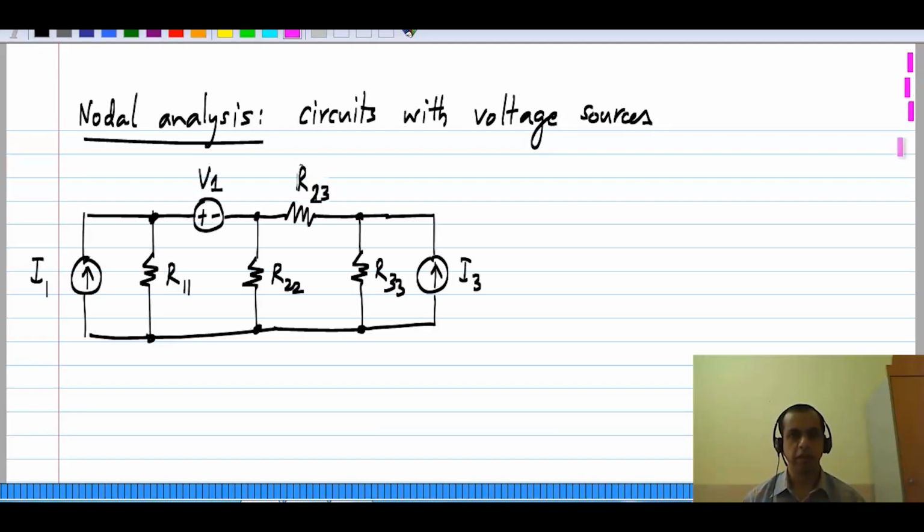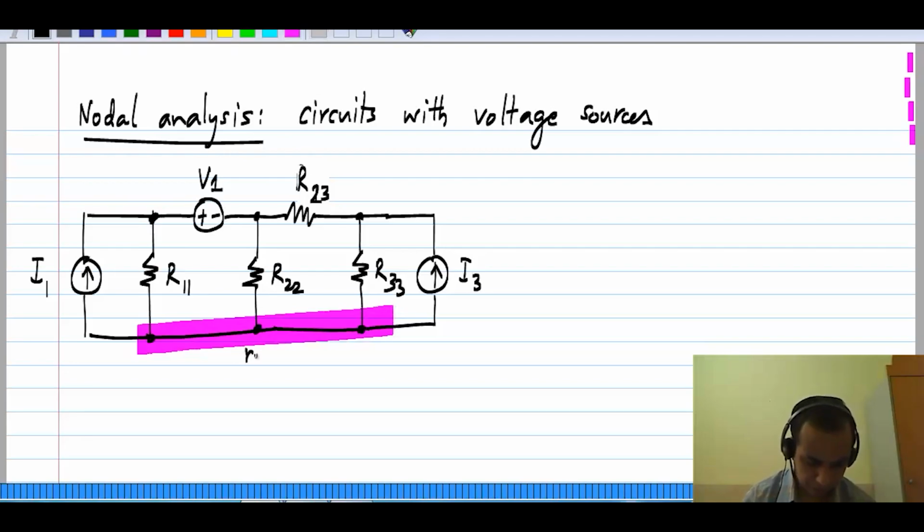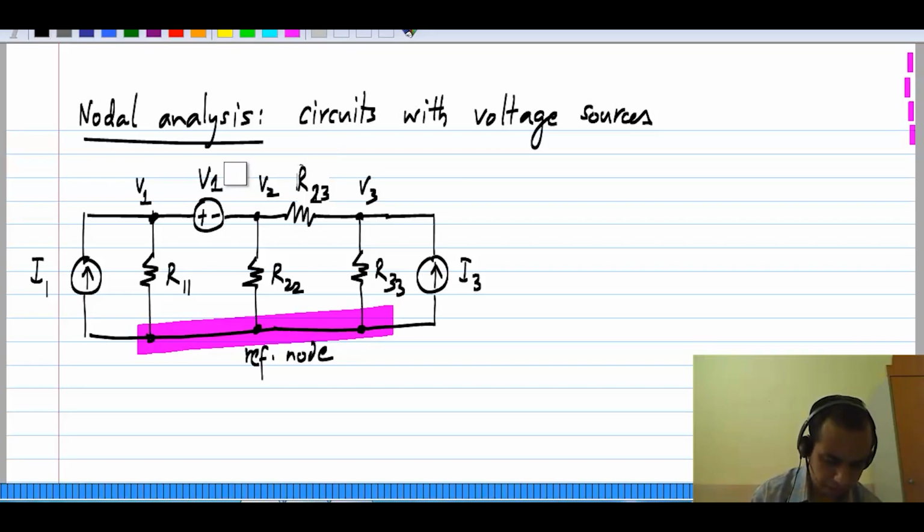So let's take this circuit which has a voltage source. Looks very similar to the circuit we used earlier, except that one of the resistors is replaced by a voltage source. Okay. Now what is it that we did when we carried out nodal analysis? We took every node. As usual, I'll define this to be the reference node, and these node voltages are V1, V2 and V3. Okay.